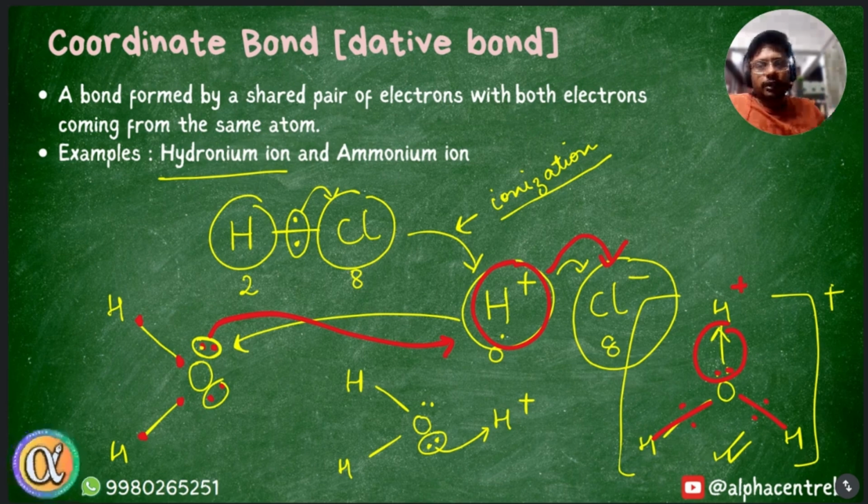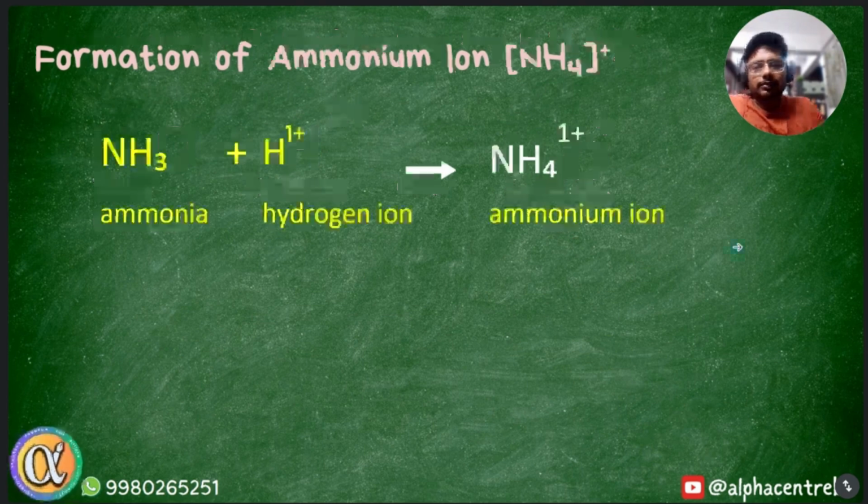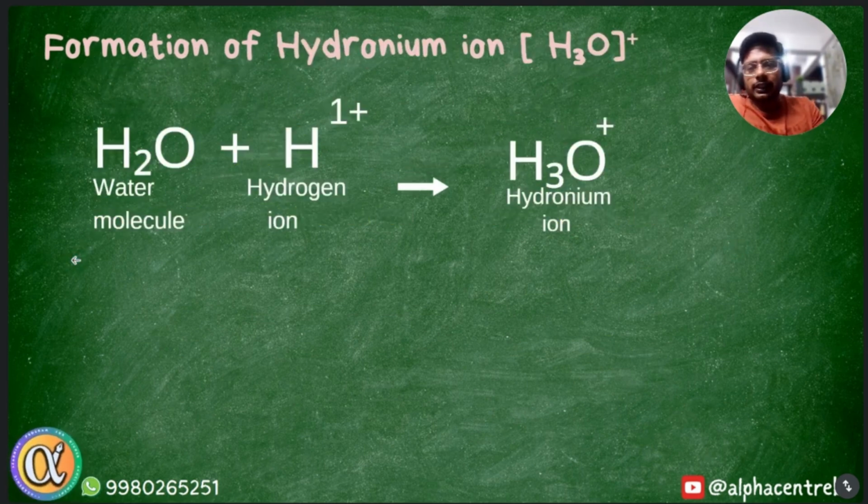So coordinate bond is a type of bond where the shared pair of electrons comes from one atom, not from both atoms. One gives both shared electrons because the other one, as you saw, did not have an electron to donate. So if at all bonding has to exist between H plus and oxygen, the share has to come from oxygen only. Okay, so let's quickly finish this now. Here the equation is written. The distribution of electrons I already explained to you, but this is how it is actually written.